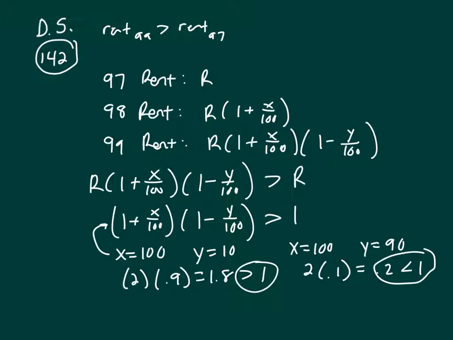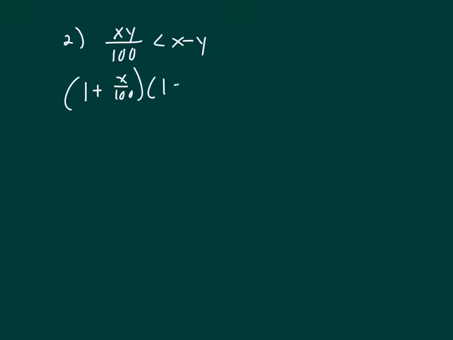Now 2, when I look at that clue 2, let's start a new slide. It says XY over 100 is less than X minus Y. And that XY over 100 makes me think about multiplying my original 1 plus X over 100 times 1 minus Y over 100 is greater than 1. We got that greater than 1 when we divided both sides by R. And I bet if we simplify this statement, we'll see what we get.